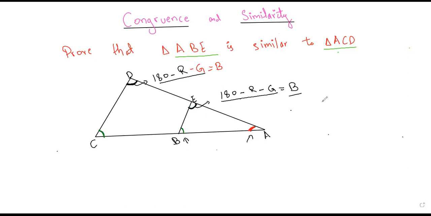So we can write it this way. Since all the angles in triangle ABE are equal to all the angles of triangle ACD, they are similar. Any confusions? Anything that you did not understand in this question?